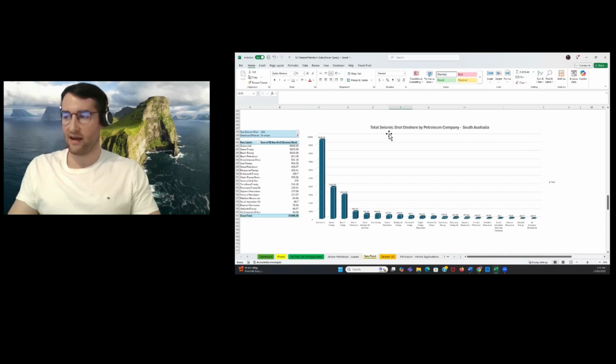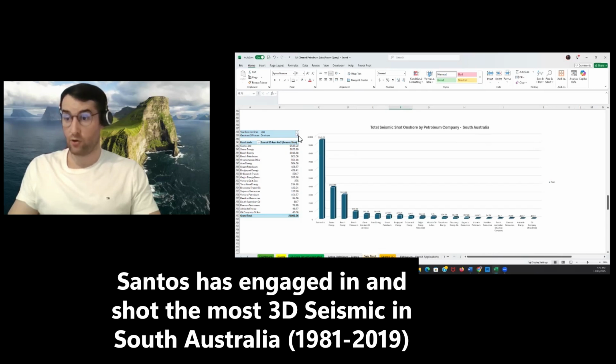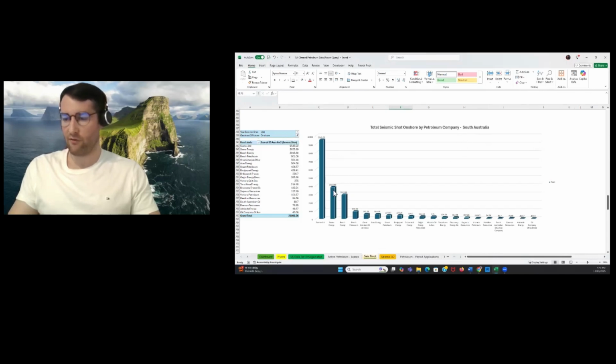Down here next, total seismic shot onshore by petroleum company in South Australia. So I know straight away that Santos has shot the most 3D seismic in South Australia in the onshore market. So I go have a look down here. Okay, Cenex and Beach are the next two players.